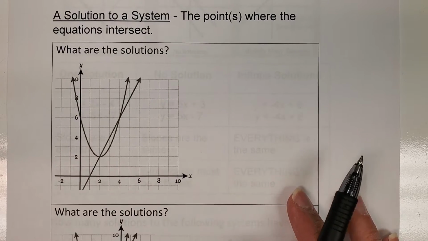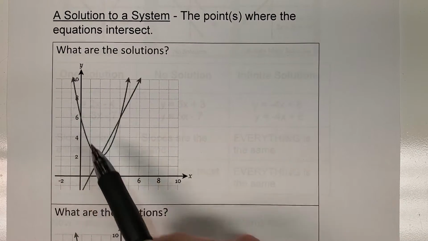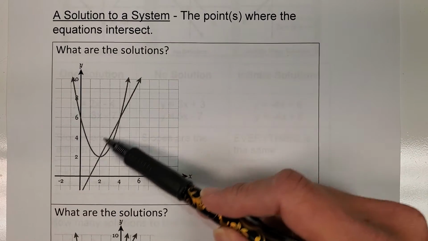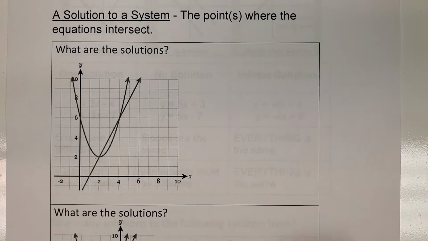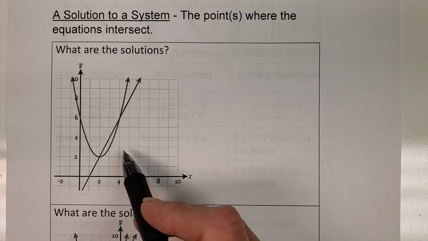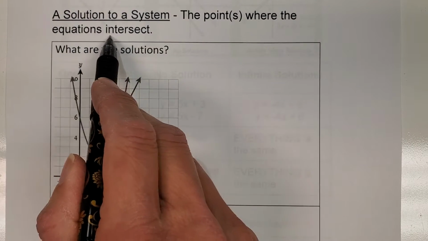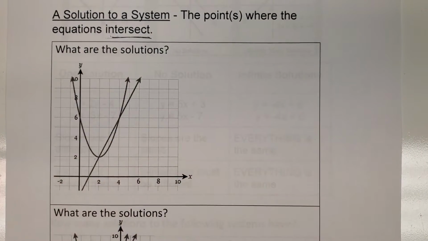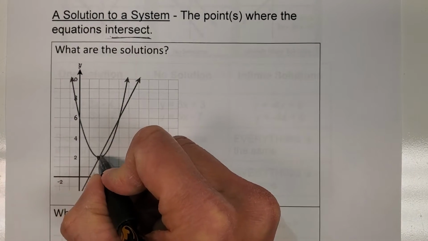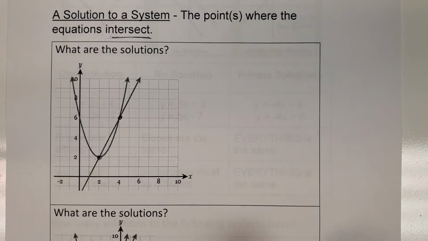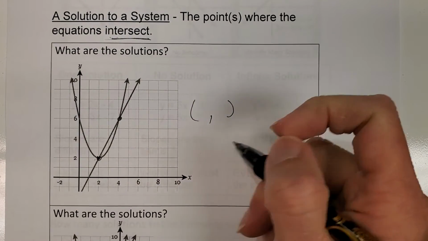Now these aren't linear systems. Notice this is not a linear graph. That is called a parabola. It's a quadratic function. This is a linear function. So this is a line, this is a parabola, and we are going to solve it by looking for the solutions. And remember, the solutions are where the graphs intersect. So we're just finding the points where the line and the parabola meet. So there's one point right there and one point right there. So the solutions are those points.